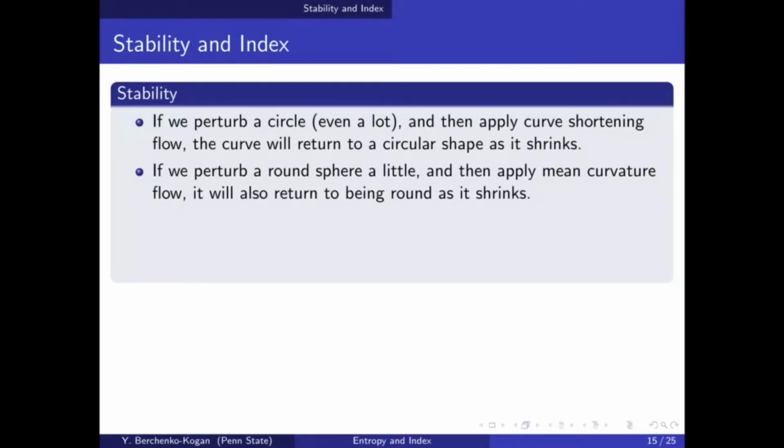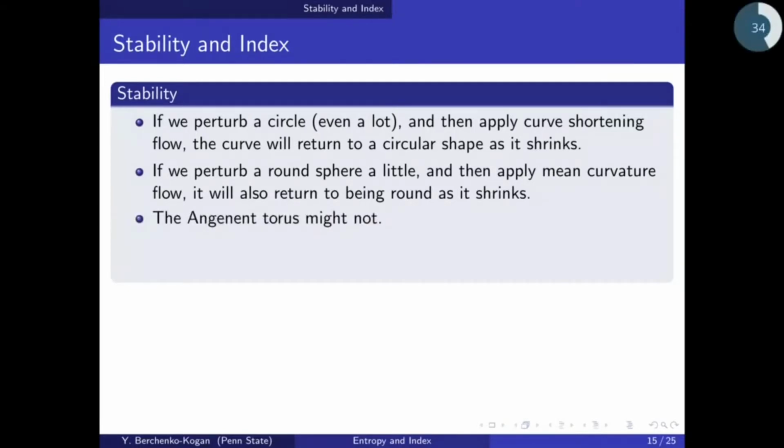Now, certainly if we perturb it a lot, we might have the example of that dumbbell shape that we saw in that video that I showed, where it will not return to being round as it shrinks. But for small perturbations of the round sphere, if we apply mean curvature flow to that perturbed surface, it's going to return back to the round sphere.